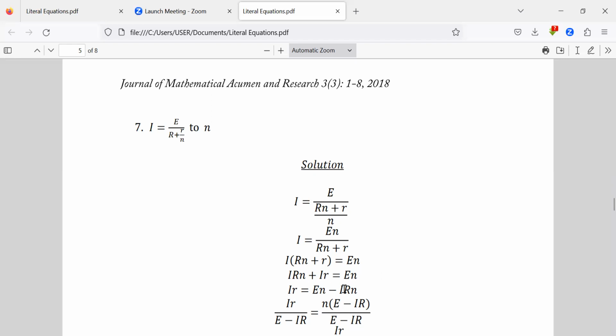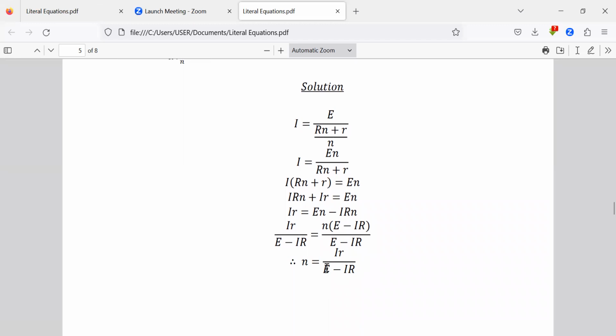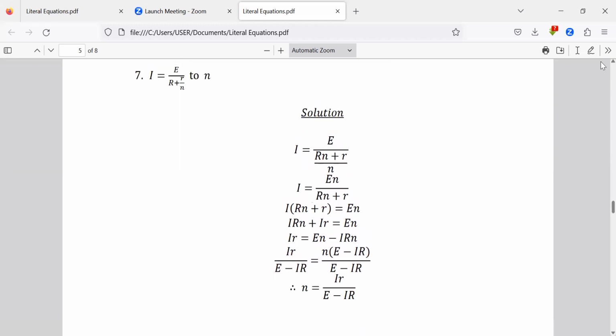The next is that we factorize our n out, and then we divide what we have in the bracket on both sides. And so this divides that, we get our n. And then the next is that we have our n being equal to IR all over E minus IR. And so that is the value for this expression when we want to make our n the subject. It flows. So you look at it carefully and you go by that same system.